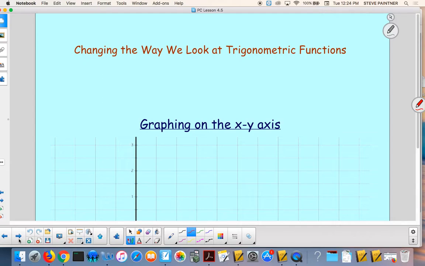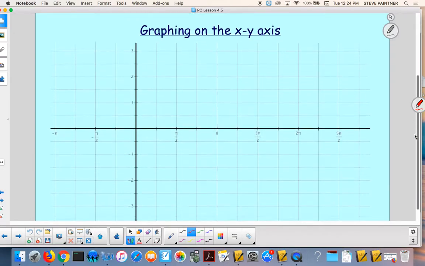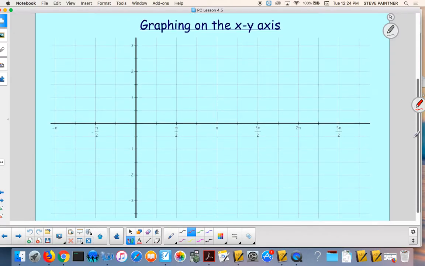Okay, so here we go. This next slide is slide 3. See, we're already 3 slides in. It goes quick, so stay with me though. Changing the way we look at trig functions. On your XY chart or your axis, the y-axis doesn't change. The y-axis is still going to be all real numbers, and everything stays the same: 1, 2, 3, and so on. Now, when it comes to the x-axis, things are going to change.